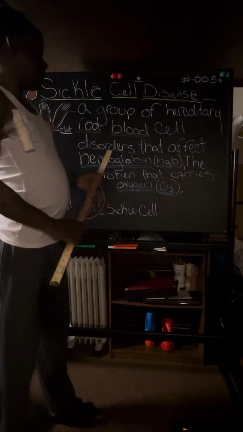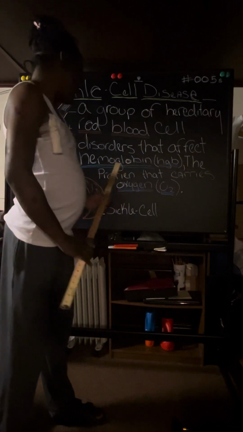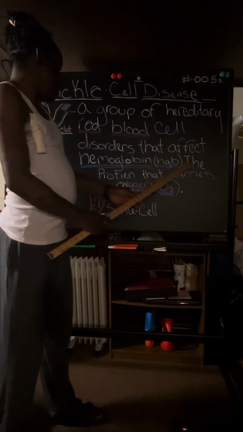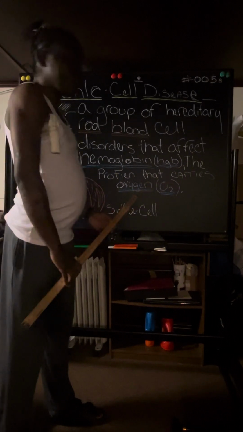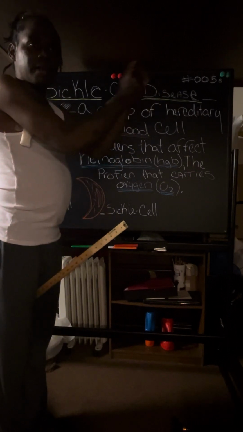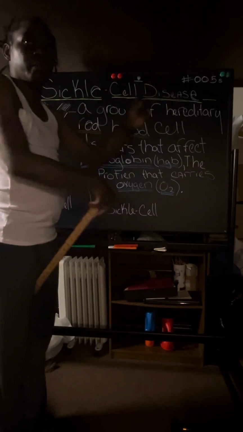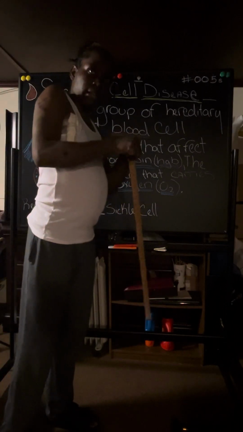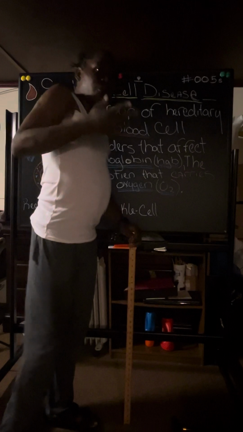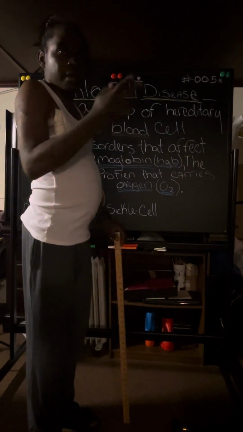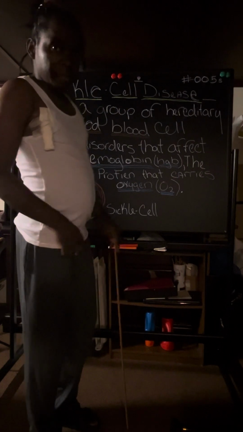It is a group of red blood cell disorders that affect hemoglobin, HGB. Hemoglobin is the protein that carries oxygen in your blood. So you've got your blood cell, and then you've got hemoglobin that carries the oxygen. That's how oxygen is moved through your blood. That's how that little thing works that they put on your finger, the little red light, your finger, your ear, wherever, your toe. That measures the amount of oxygen in capillary blood.